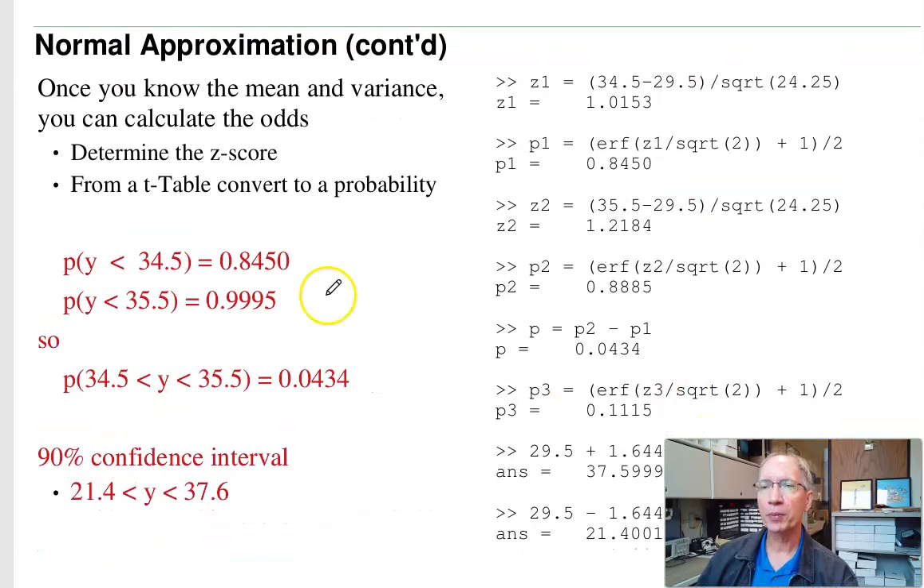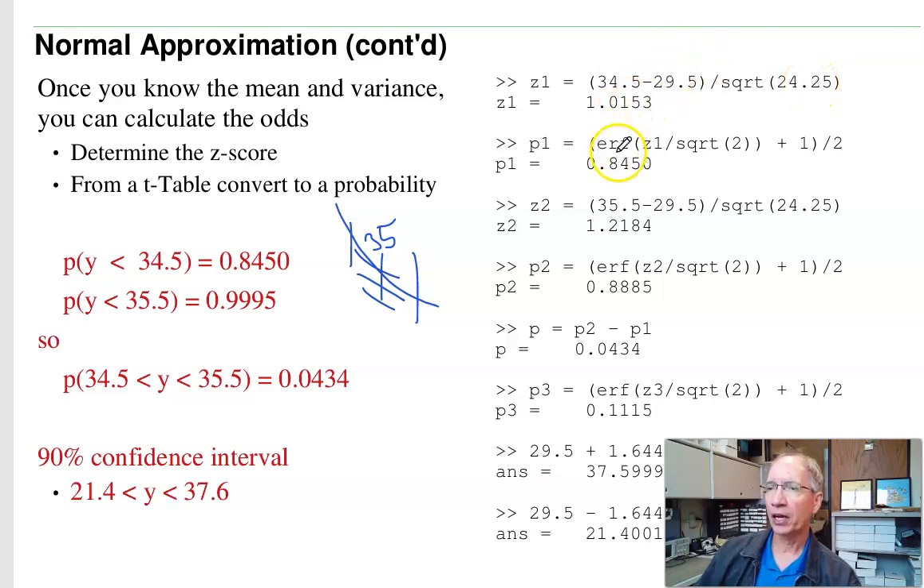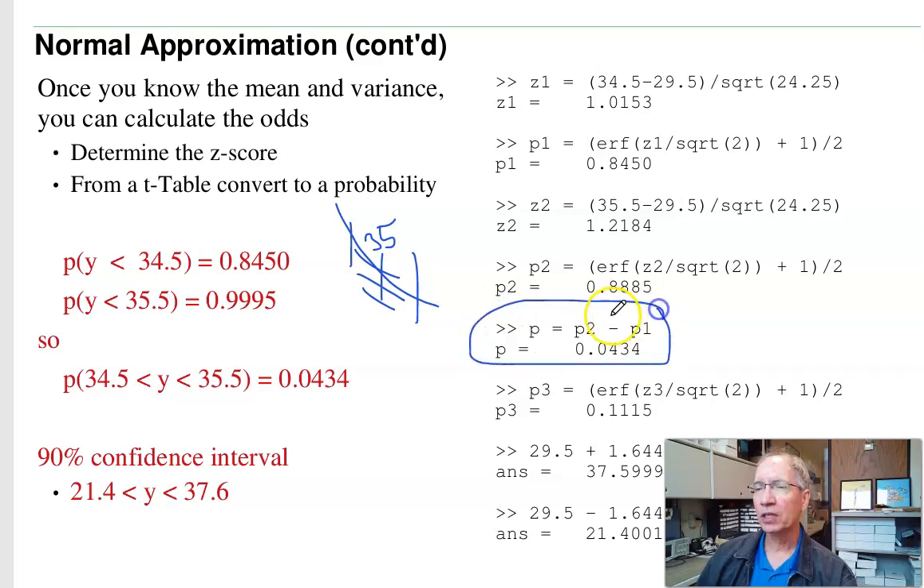So for example, if I want to know the probability of getting 35, I'm going to go from 34.5 to 35.5 and take the area between those two, which I can do in MATLAB. I find the z-scores, the distance to the mean in terms of standard deviations. There's the first z-score, area of the tail. Here's the second z-score at 35.5, area of the tail. Take the difference, there's your probability. So that's roughly the probability of rolling 35.